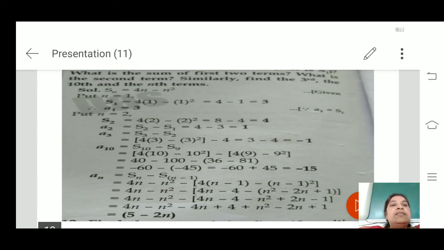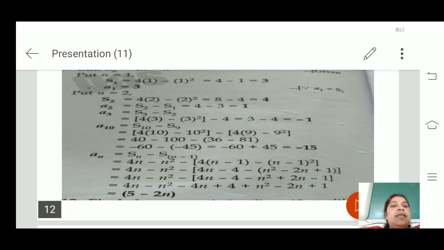Now, in general, how can we get the nth term? The nth term can be calculated as Sn minus Sn minus 1. Sn we know. Now, how to get Sn minus 1? Just replace n by n minus 1. Hence, we have An equals 5 minus 2n.